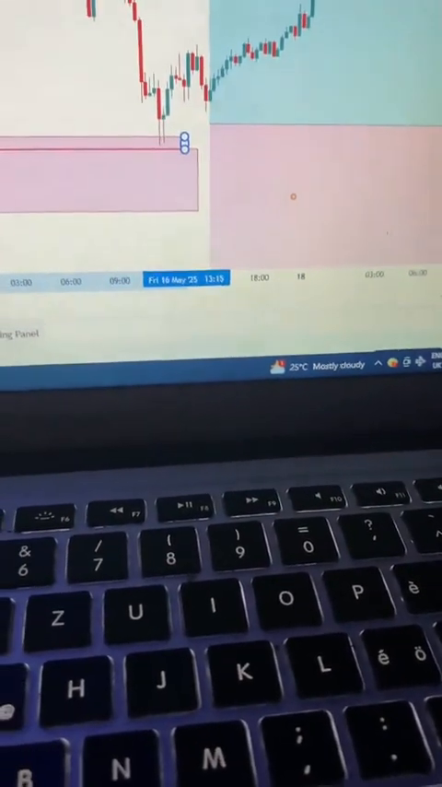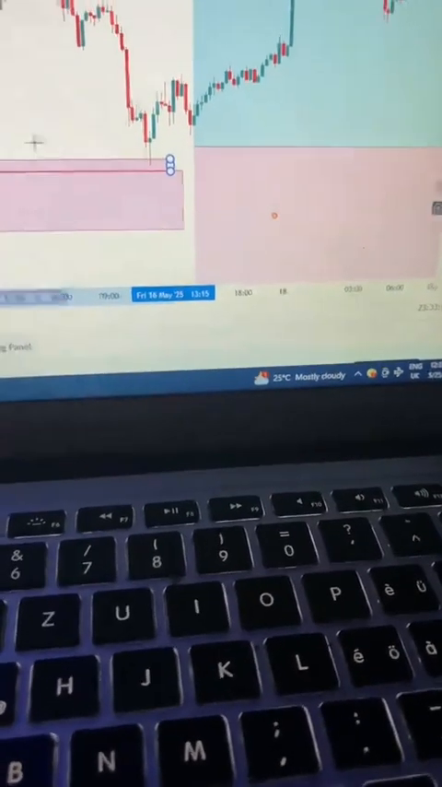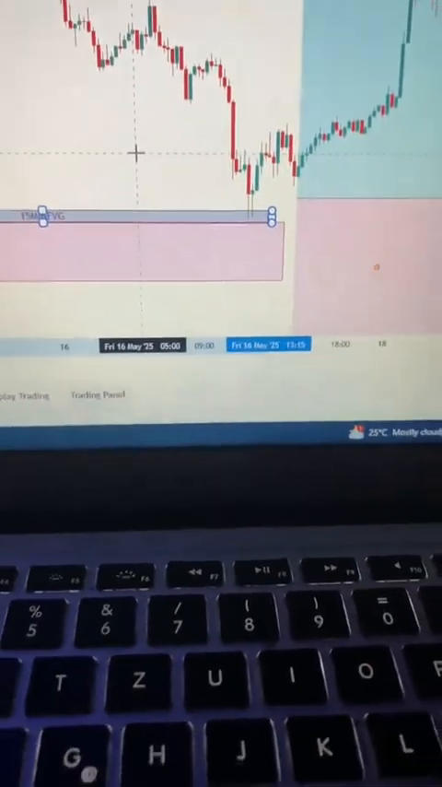It's our fair value gap here in the 15 minutes time frame. A 15 minutes fair value gap. See, after price gives us a fair value gap here with this order block, it confirms that this is a valid order block.